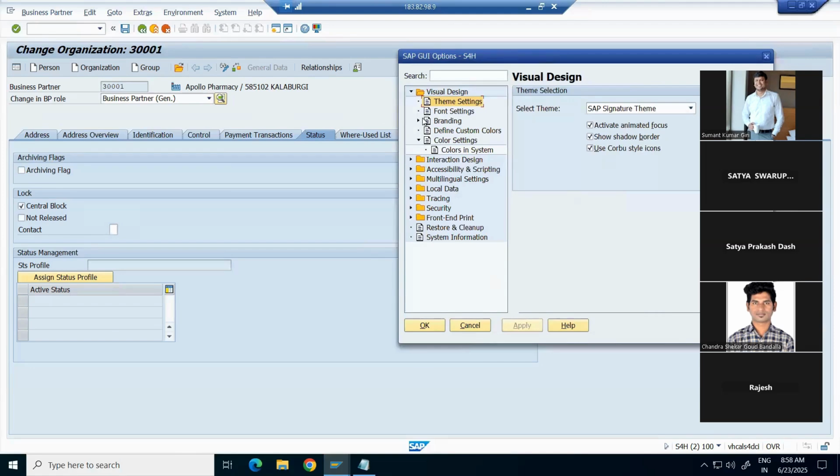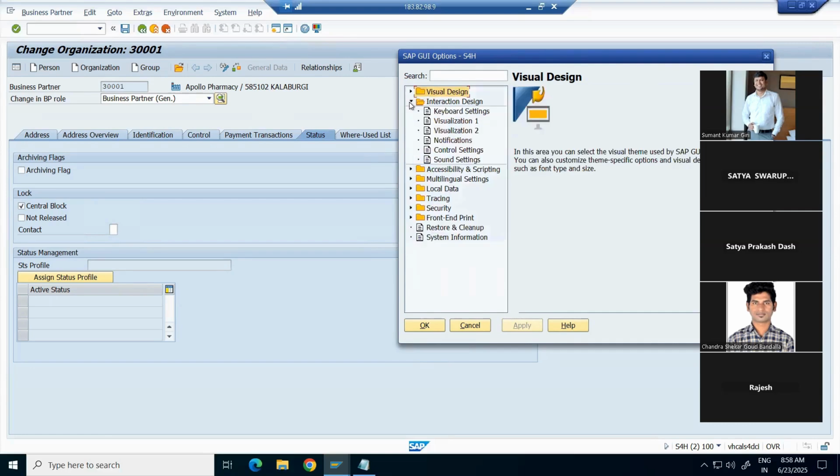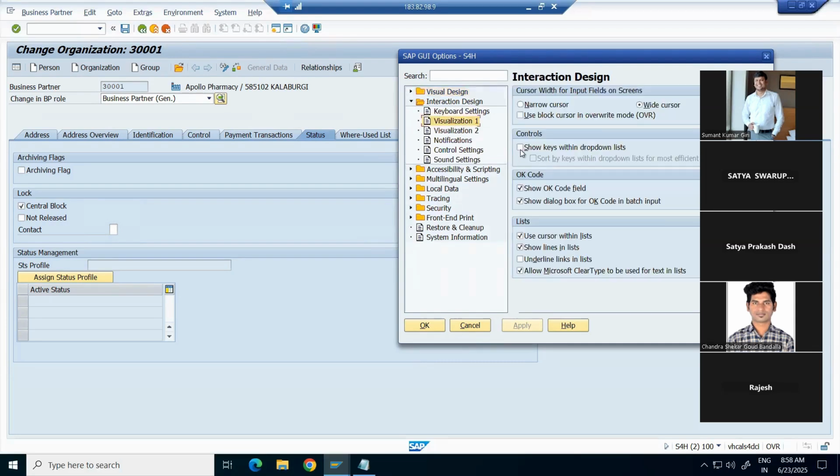Just come to visualization, theme, font. No, not this one. The second one, interaction design. Come to this visualization one. Under this visualization one, the control option is there. Controls, right? Click on this one and check this one also. Check these two.